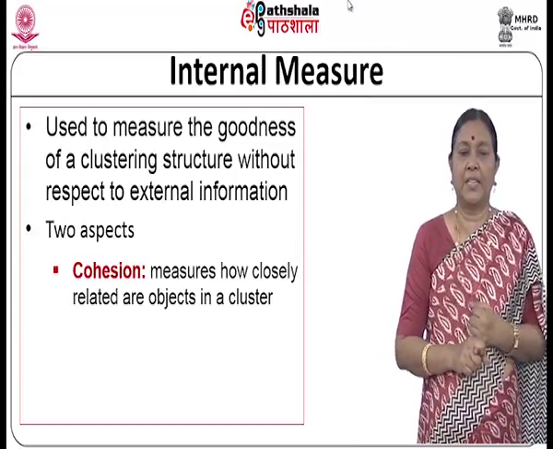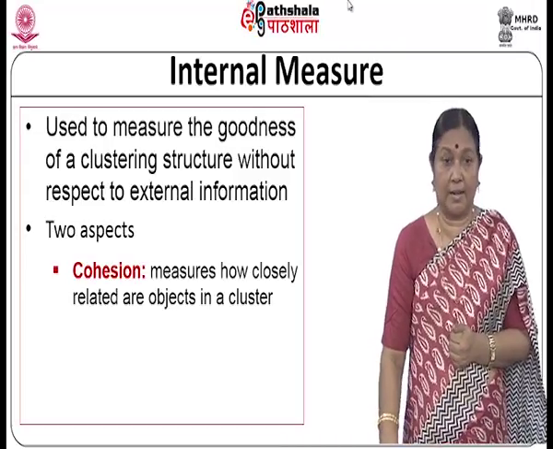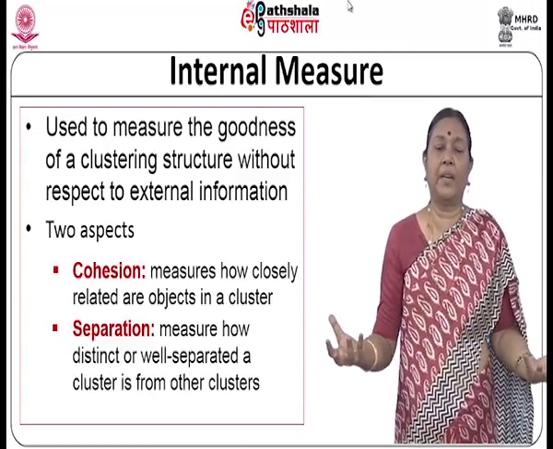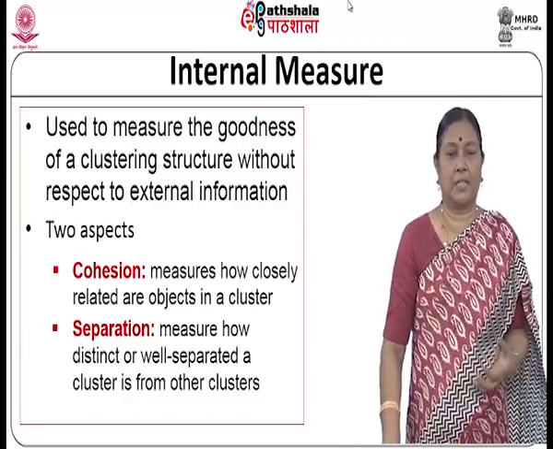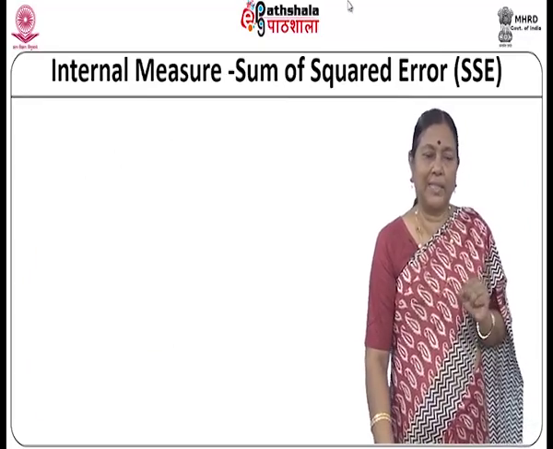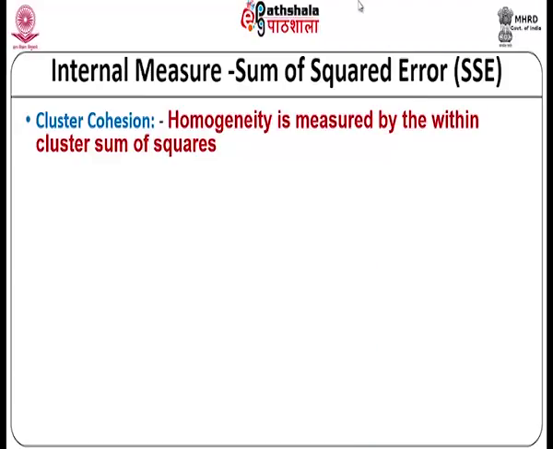Cohesion measures how closely related the objects in a cluster are, and separation measures how distinct or well separated the cluster is from other clusters. So, these are the two aspects: this is cohesion and this is separation. For doing this we use an internal measure, the sum of squared errors. Cluster cohesion, or homogeneity, is measured by the within cluster sum of squares. Between the data points in a cluster, how do you calculate the sum of squares?